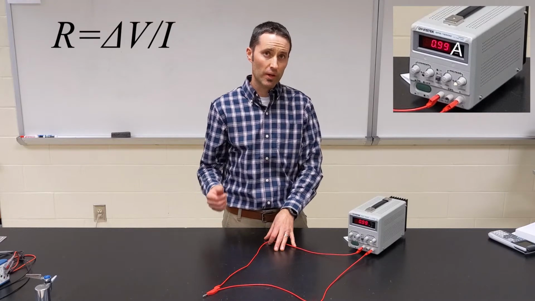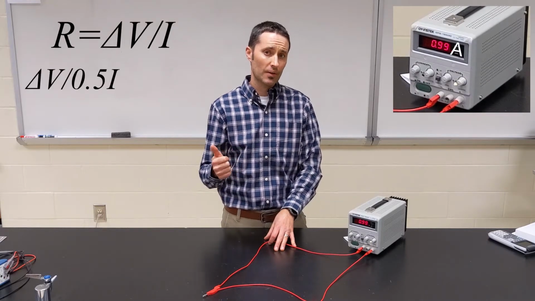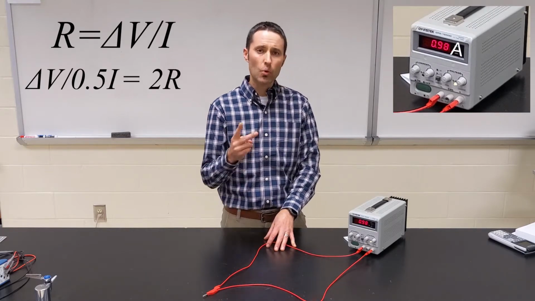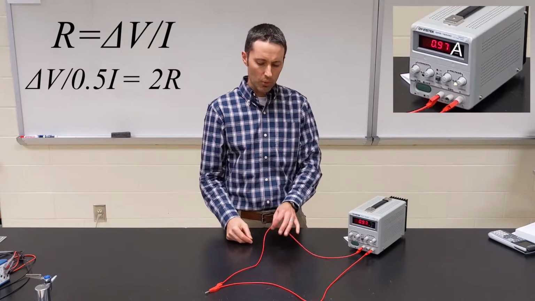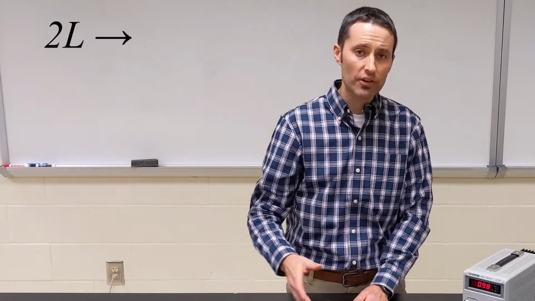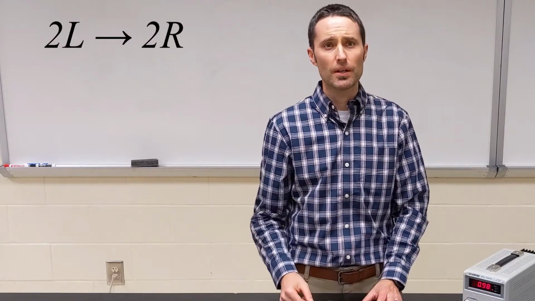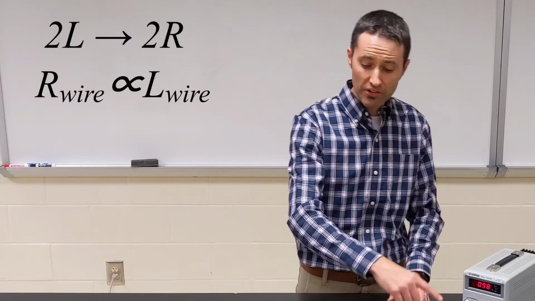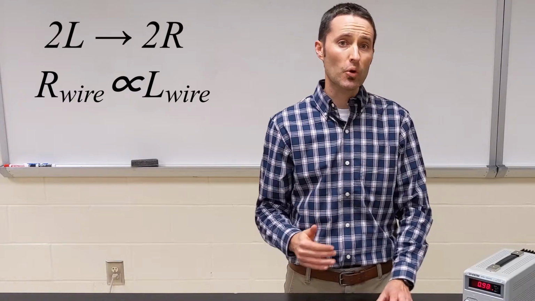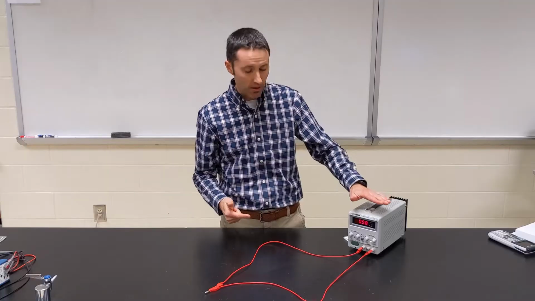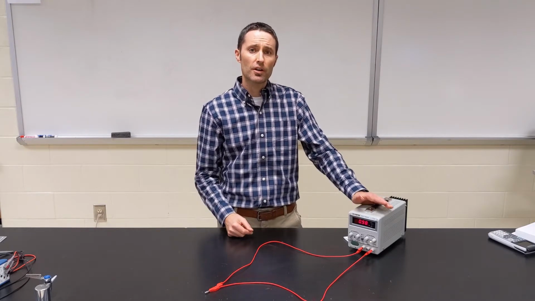Well, that suggests if we have the same potential difference and we have half the current, that means our resistance is about double. We've got twice the resistance. So when we doubled the length, that increased the resistance of the wire itself by about 2 times. So that suggests that length is proportional to resistance, or the resistance of a wire is proportional to length. If we double the length, we double the resistance, and the current which traveled through there shows that that's the case.